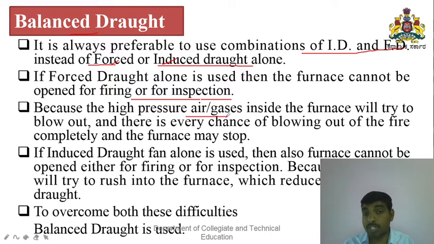Because of the high pressure, the gases inside the furnace will try to blow out. The pressurized air is supplied to the boiler, so if you open the boiler for inspection, the flame will come out from the door. That is one major difficulty with forced draught: the furnace will try to blow out, and there is a very high chance of the fire blowing out completely and the furnace stopping.